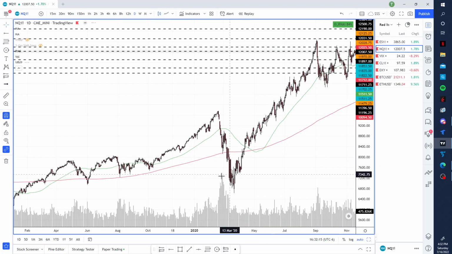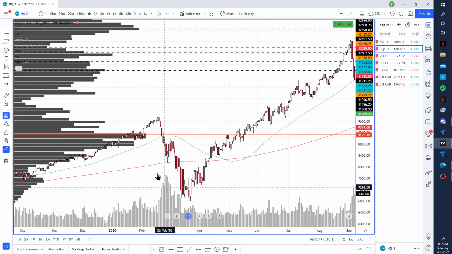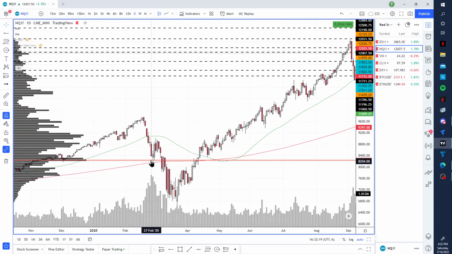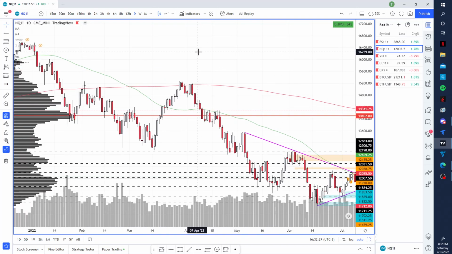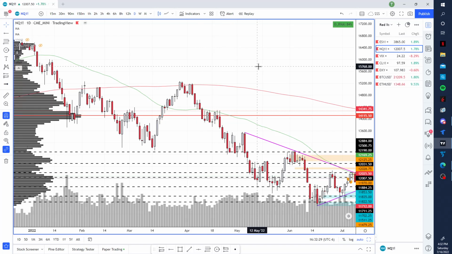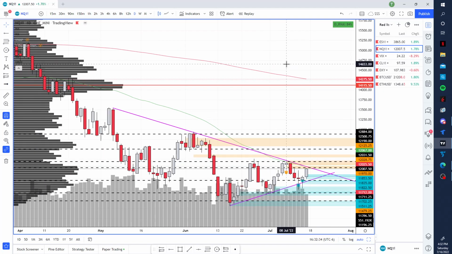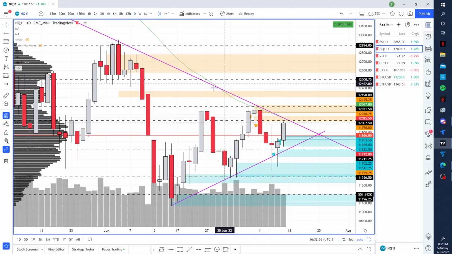Go back here. There's an area that it bounced at. Then we played some games around here and finally broke through it. But another reason to use it is just because it acts as dynamic support and resistance. So intraday, when I see us coming up to that line, I'm usually looking for a rejection or a bounce.